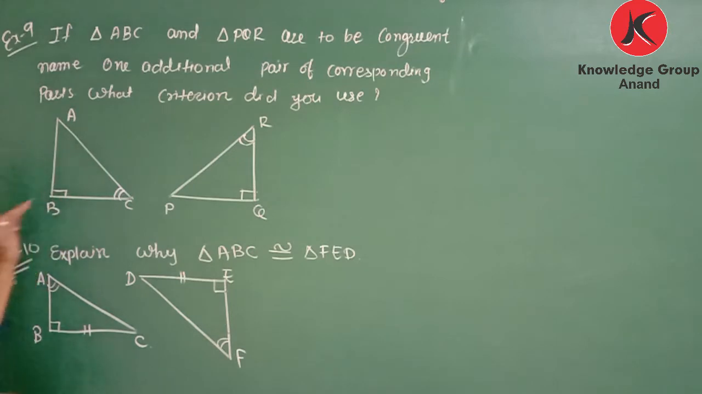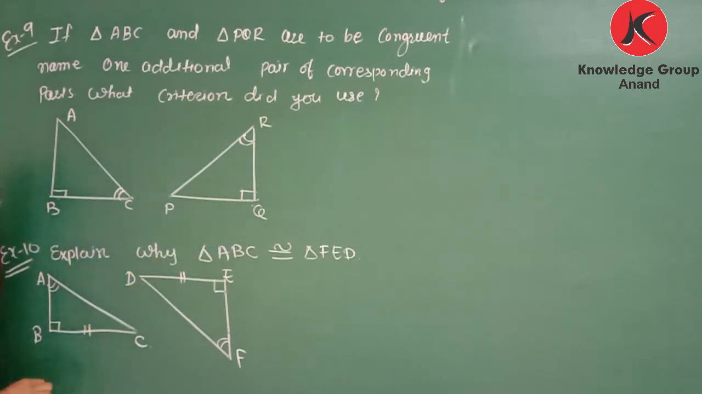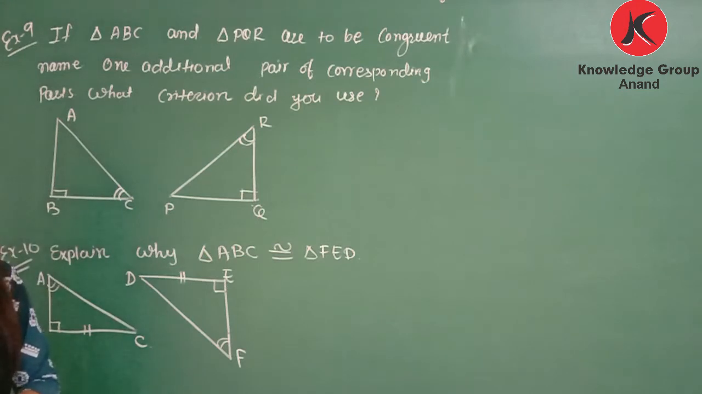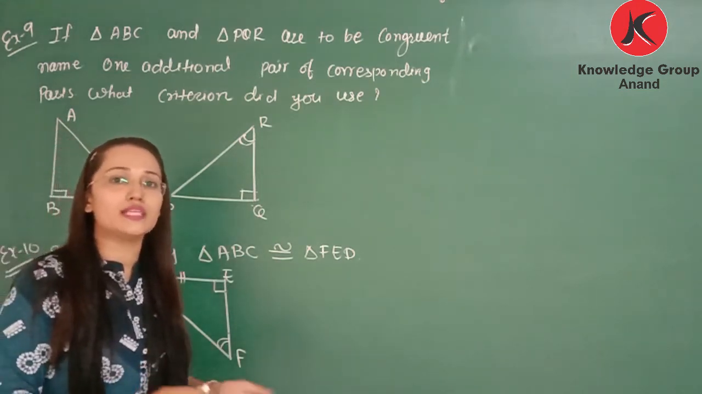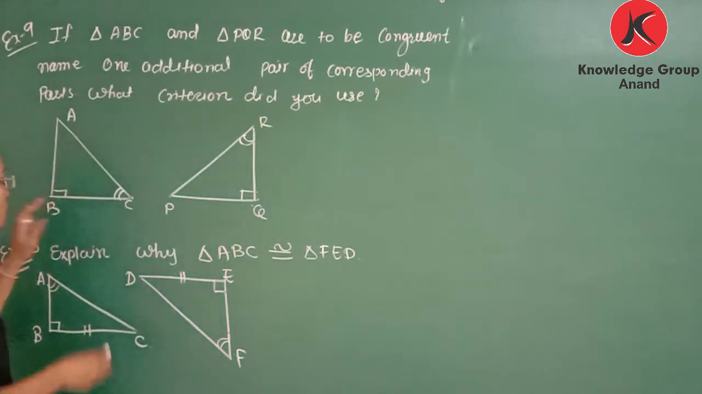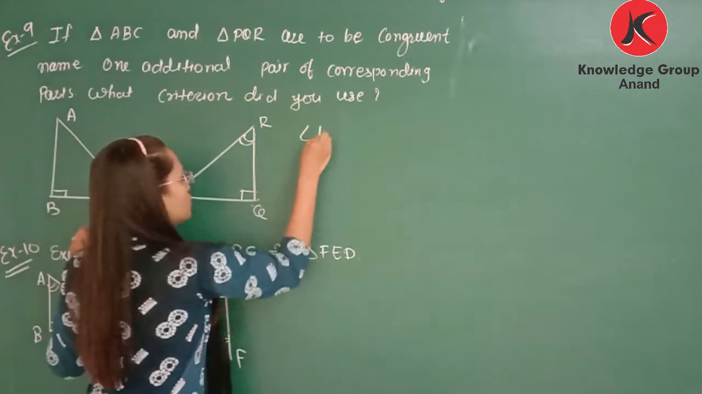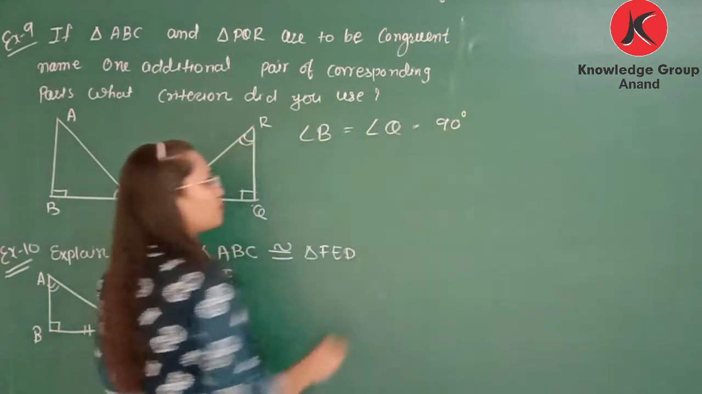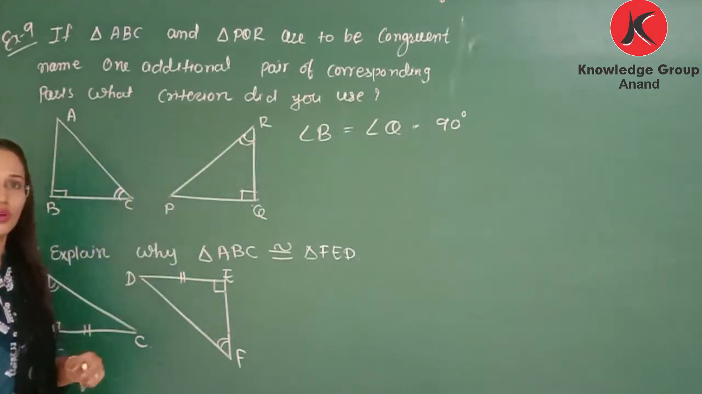Now here in a figure you can see angle B and angle Q are right angles. So it is not necessary that every time the RHS condition is applied for a right angle triangle. Okay, you can apply ASA or you can apply SAS. So here angle B and angle Q are 90 degree. So we can write angle B is equal to angle Q is equal to 90 degree. Here also it is given in the figure that C is equal to R.